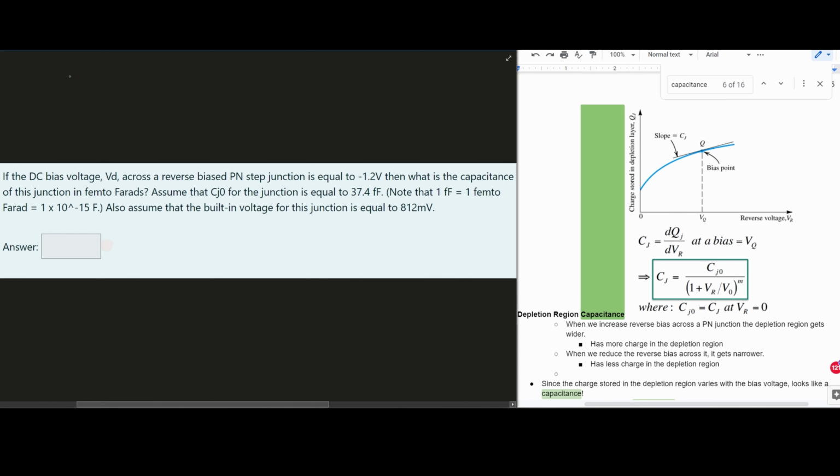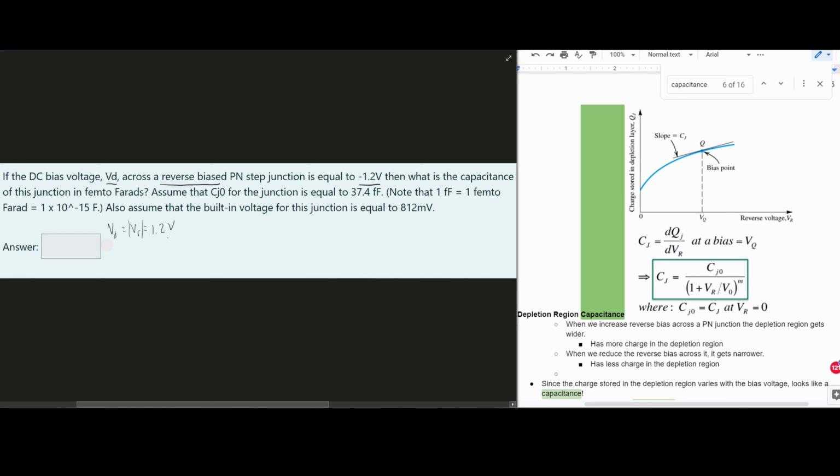So we have a VD for our PN junction equal to negative 1.2 volts, and it's reverse bias. So VD is, again, reverse bias. We're going to say that this is equal to our VR, and this is equal to 1.2 volts. This is going to be an absolute value, so 1.2 volts here.